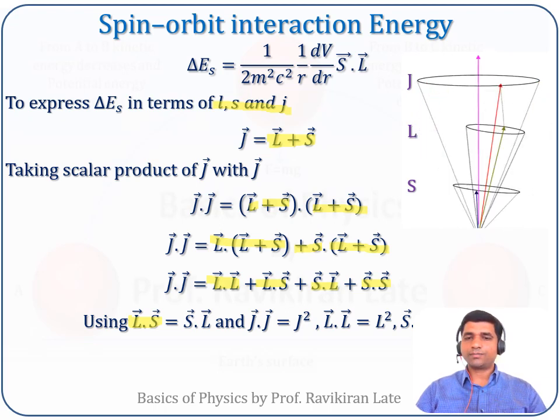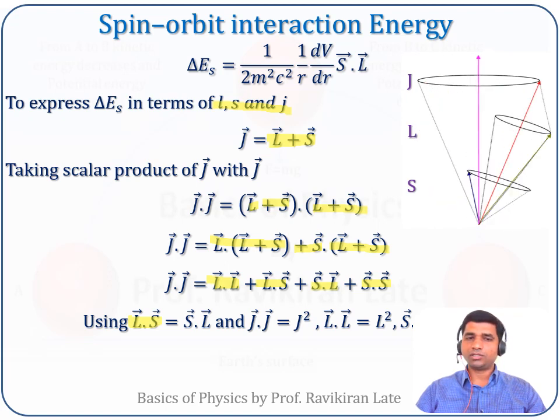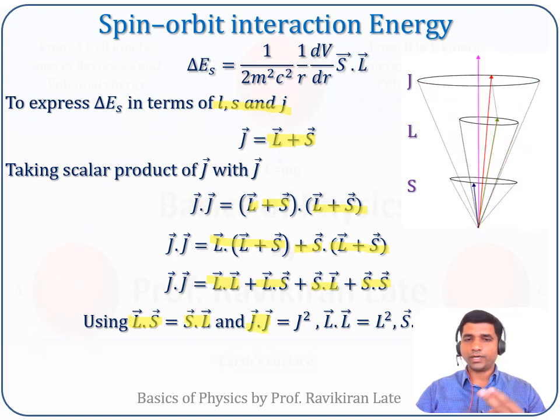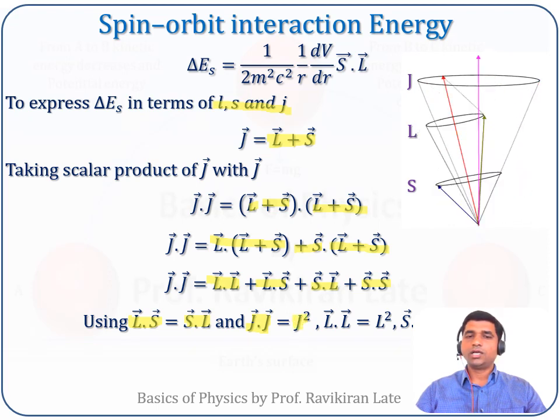And we know that the scalar product is commutative, means A bar dot B bar is equal to B bar dot A bar. So similarly, on the same ground, you can write L bar dot S bar is equal to S bar dot L bar. And for the dot product of a vector with itself, it will be nothing but the square of that vector. So J bar dot J bar is equal to J square, L bar dot L bar is equal to L square, and similarly S bar dot S bar is equal to S square.